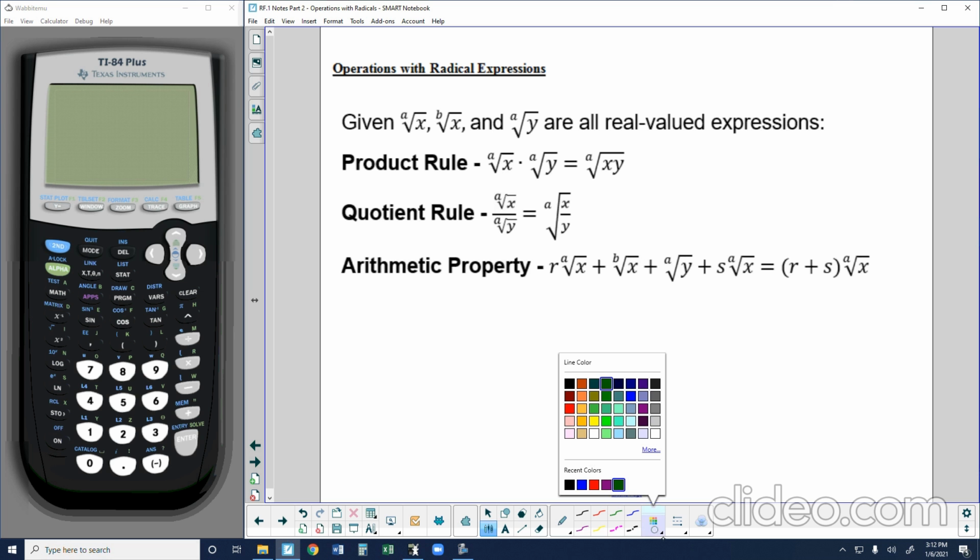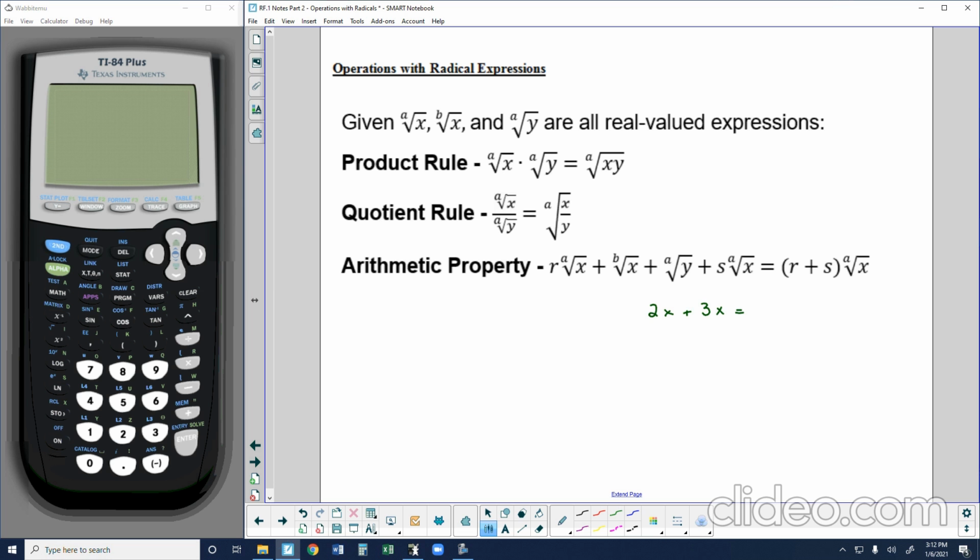You've done this before with variables. Let's say you had 2x plus 3x, you would say this is 2 plus 3 times x, or 5x. The same thing happens with roots. If I have 2 root x plus 3 root x, I would take 2 plus 3 times root x to get 5 root x. You can probably follow that pretty intuitively, but we want to make sure we have those properties down as a basis for us to continue our work with simplifying expressions.